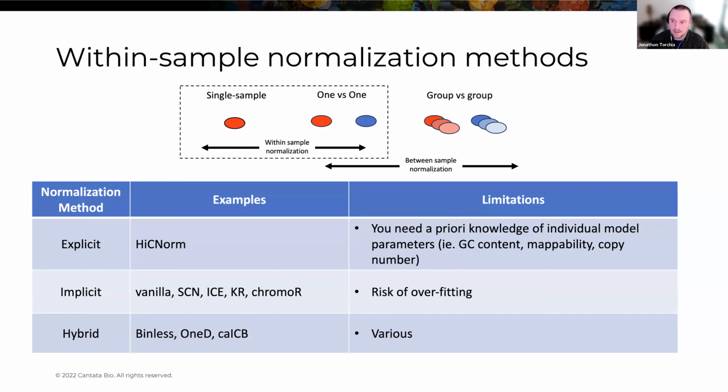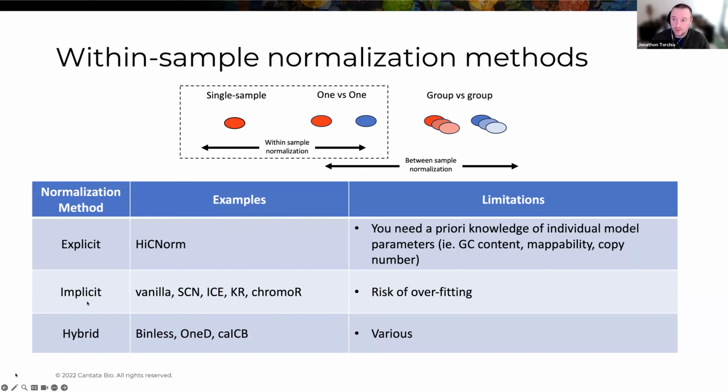The explicit methods is limited because you do need that a priori knowledge, and you run the risk of potentially normalizing out some biological signal. The contrast to that, and what you see most commonly, are these implicit methods. There's just a few of them: vanilla, SCN, ICE, and KR are probably the two that you see the most frequently because they're built into, I guess, the most commonly used analysis platforms, Juicer Tools and Hi-C Pro. They all have either ICE or KR, or potentially SCN and vanilla as well built into the analysis pipeline.